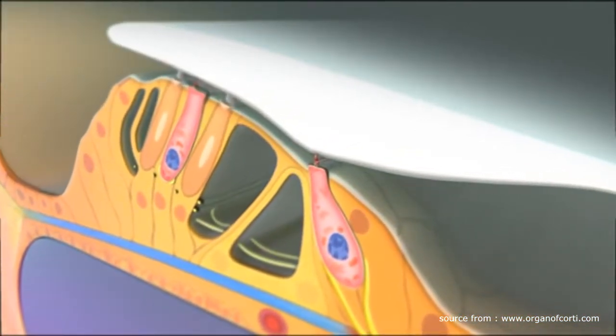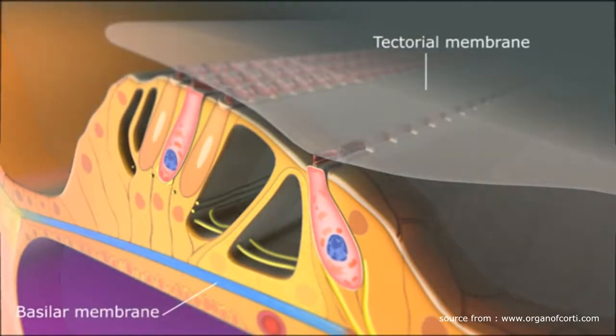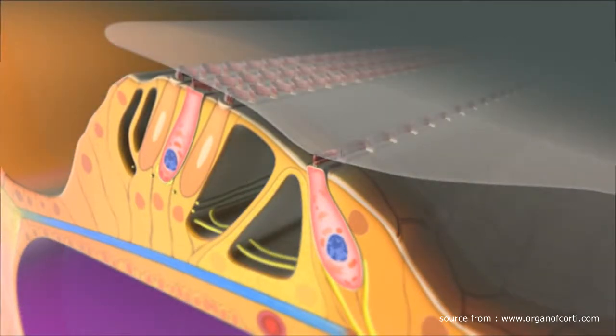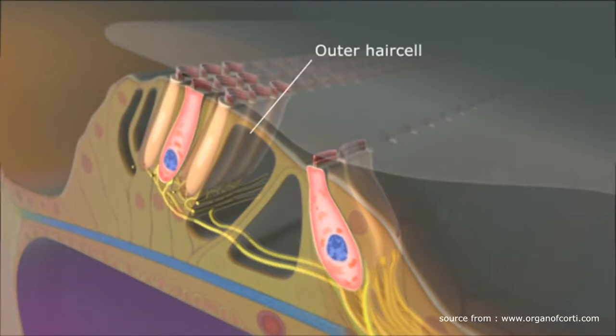The hair cells are located between the tectorial and basilar membranes. Approximately 16,000 hair cells are within the cochlea. There are 2 kinds of hair cells, inner and outer hair cells.